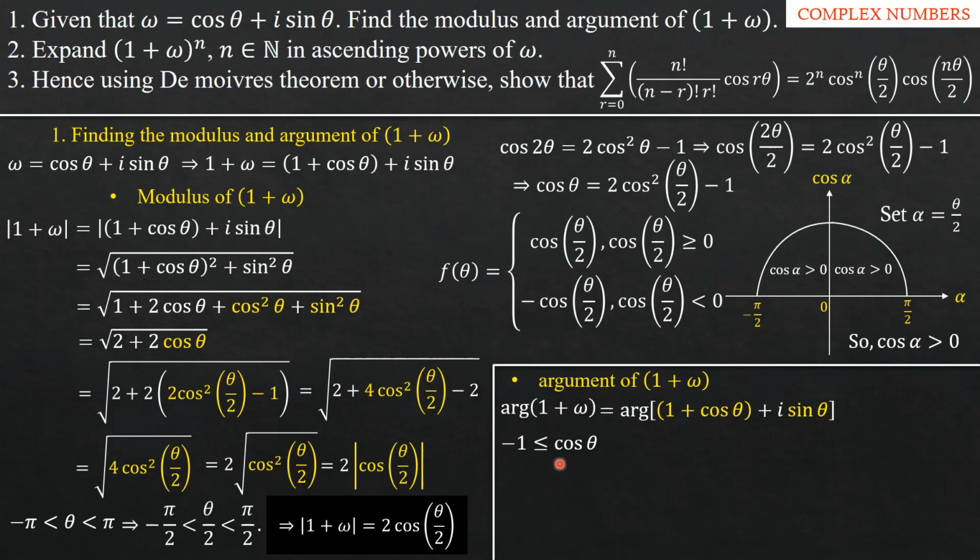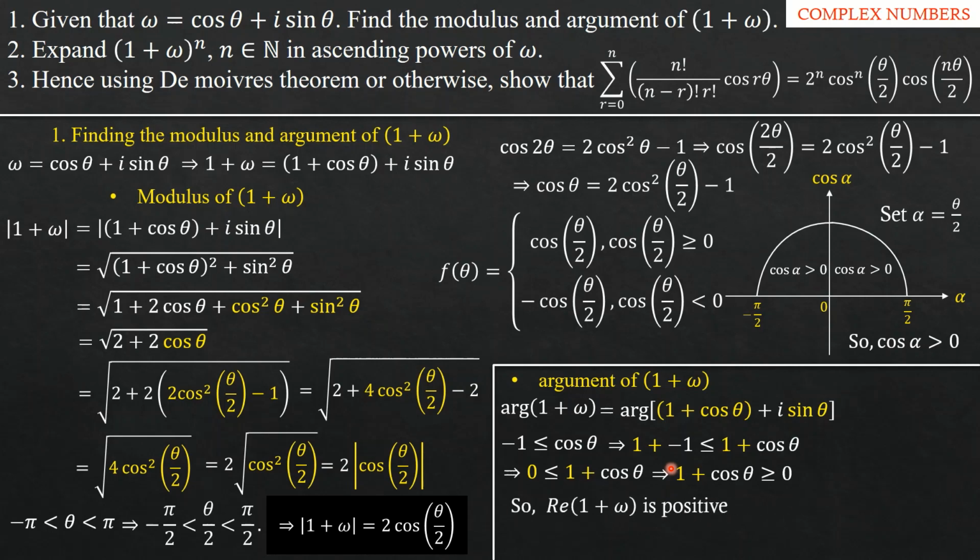Generally for theta in this interval or in any interval, we already have -1 is always less than or equal to cos theta. So to get 1 plus cos theta, we add 1 on both sides. The left hand side is 0, the right hand side is 1 plus cos theta. If 0 is less than 1 plus cos theta, it means that 1 plus cos theta is greater than 0. So the real part of my complex number 1 plus omega is always positive, no matter where theta lies. Now, what about the imaginary part?